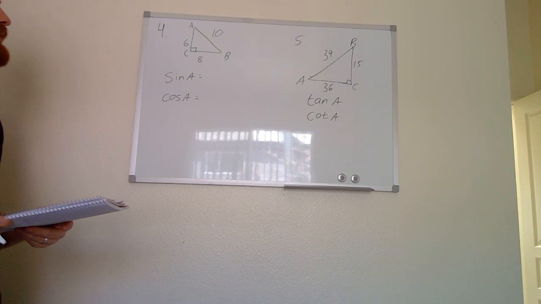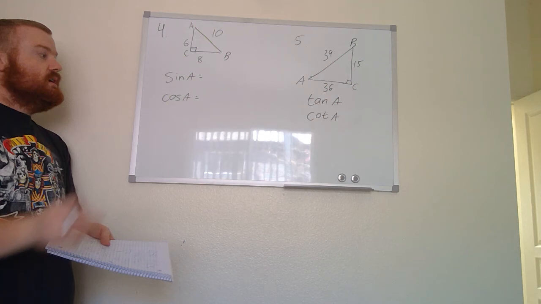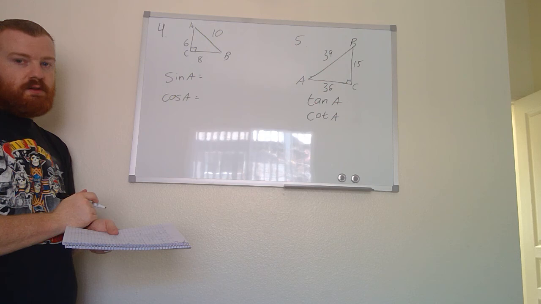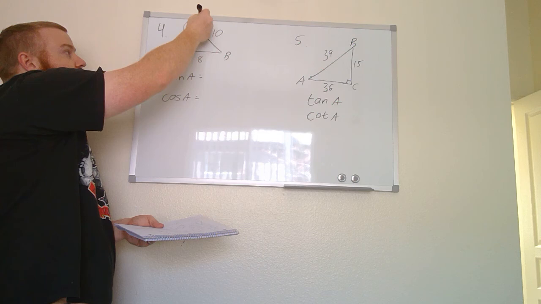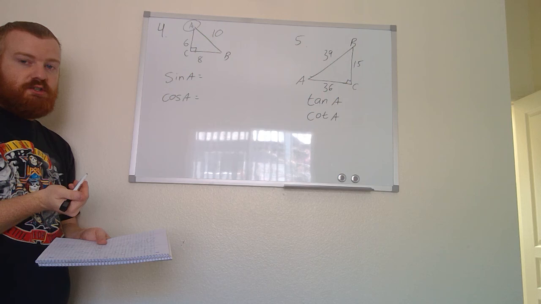So in example four, we have a triangle where the angles are labeled A, B, and C, and we have our three side lengths. We are asked to solve for sine of A and cosine of A. So the first thing that you want to do is find the angle that you're referencing, which in this case for both of them is A. So that's this angle right here. From that angle, we are going to figure out which side is the opposite, the adjacent, and the hypotenuse.